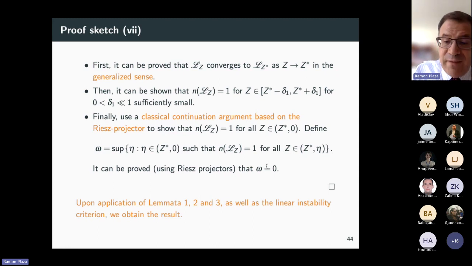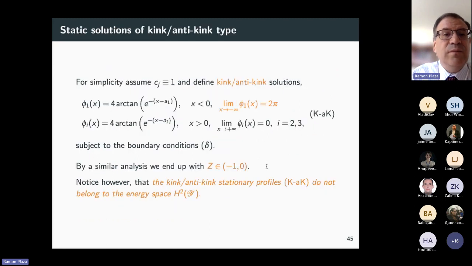So if you apply these 3 lemmata, 1, 2, and 3, and the linear instability criterion, you obtain the result that all these stationary waves are actually unstable, spectrally unstable.